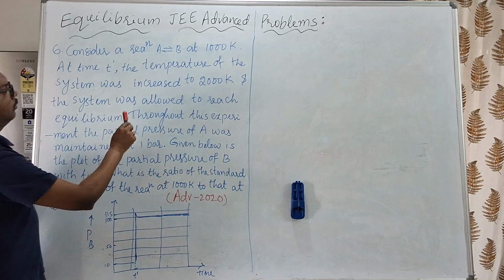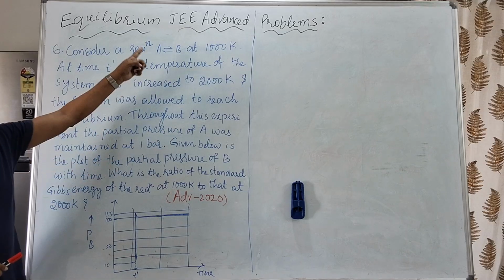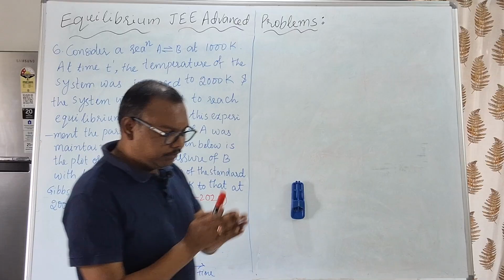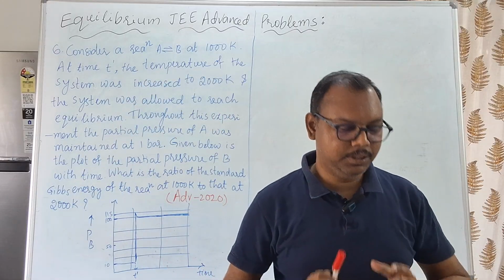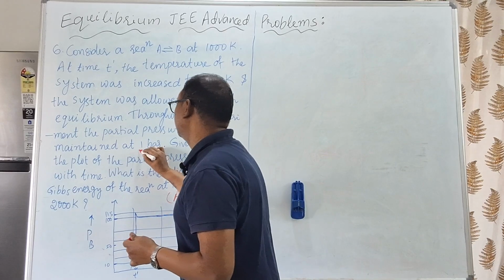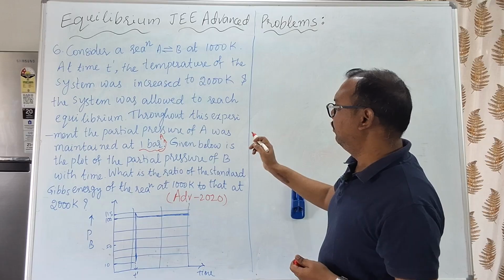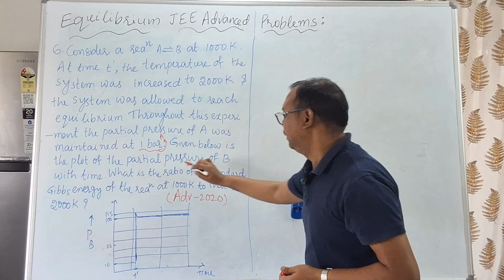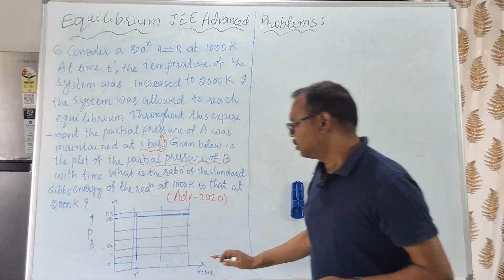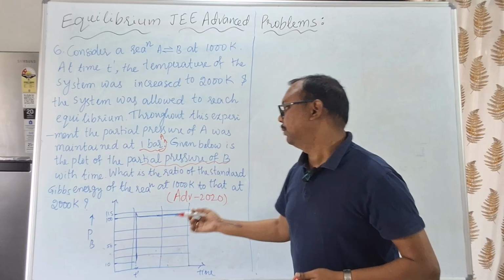Then throughout this experiment the partial pressure of A, the reactant A, was maintained at 1 bar. That means the partial pressure of A remains the same, that is 1 bar. It is given in the question. Given below is the plot of partial pressure of B along with time. Time versus partial pressure they have given.